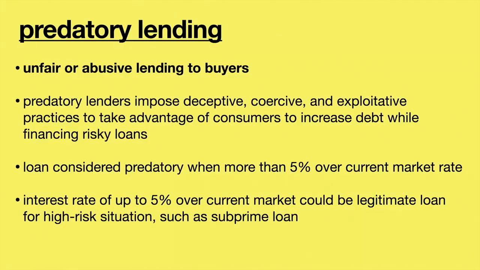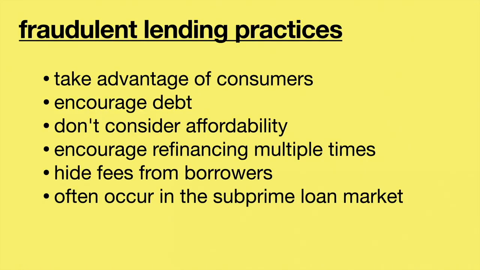Predatory lending is unfair or abusive lending to buyers. Predatory lenders impose deceptive, coercive, and exploitative practices to take advantage of consumers to increase their debt while financing risky loans. A loan is considered predatory when it's more than 5% over the current market rate. An interest rate of up to 5% over the current market could be a legitimate loan for a high-risk situation, such as a subprime loan. Fraudulent lending practices take advantage of consumers, encourage debt, don't consider affordability, encourage refinancing multiple times, hide fees from borrowers, and often occur in the subprime loan market.